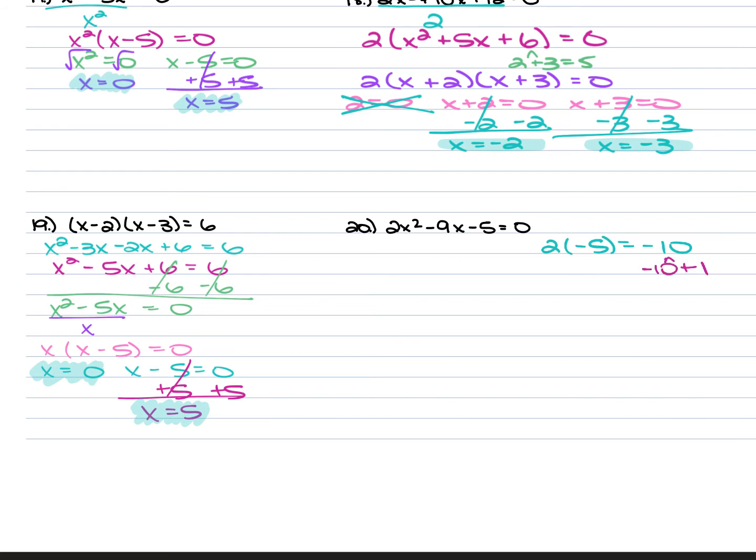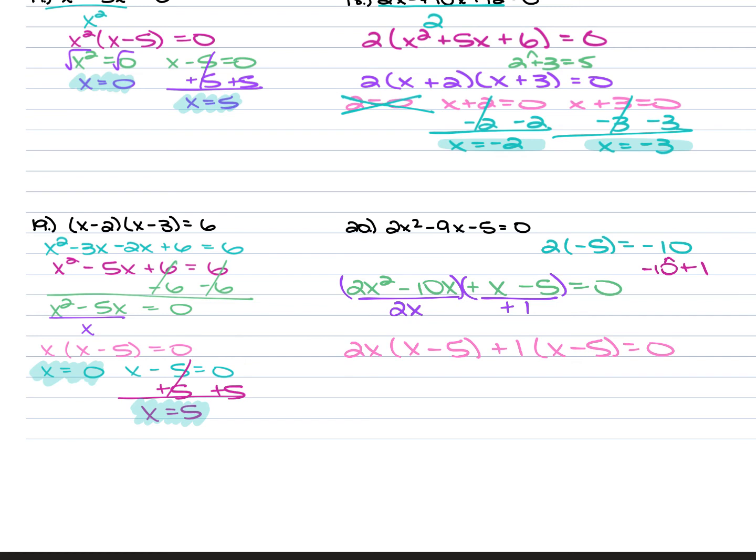So this gets rewritten as 2x squared minus 10x plus 1x, or plus just x, minus 5 is equal to 0. You have 4 terms on the left side of that equal sign now, so factor this by grouping. Group the first 2, factor out the greatest common factor, which is 2x. Group the last 2, factor out the greatest common factor, it's just 1. So that gives you 2x times x minus 5 plus 1 times x minus 5 is equal to 0.